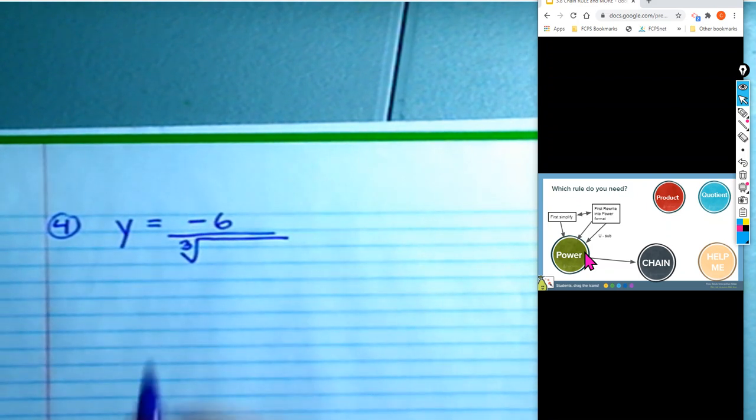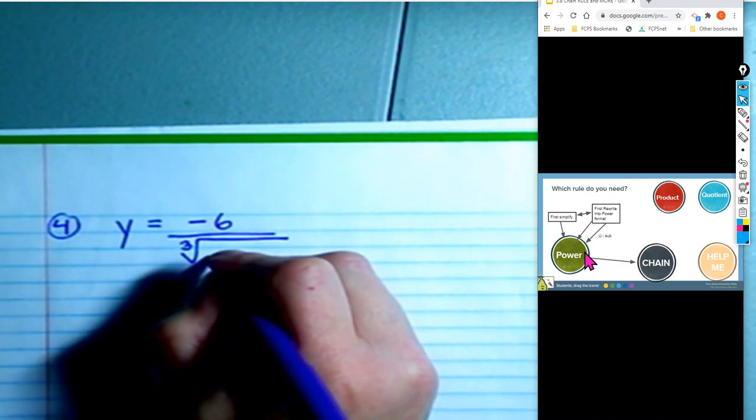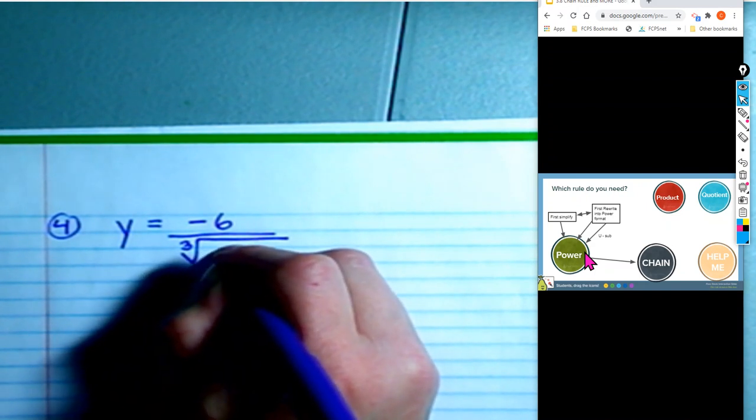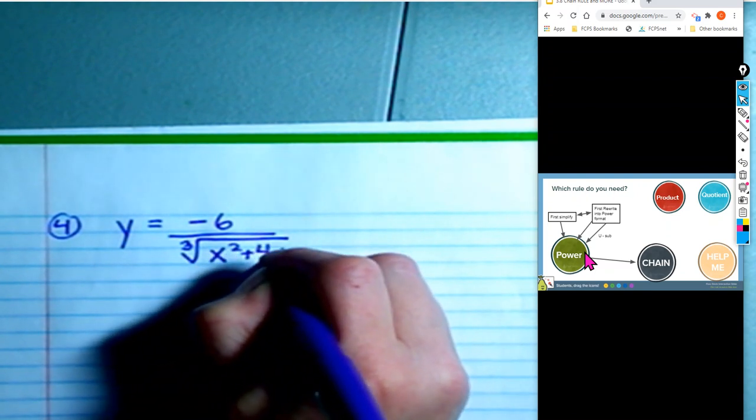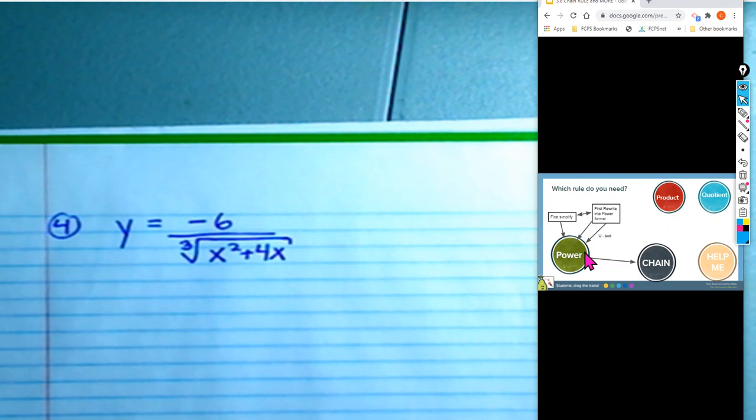Okay, negative 6 over the cube root of x squared plus 4x. Okay, let's check our chart. Can I simplify this? Not really.